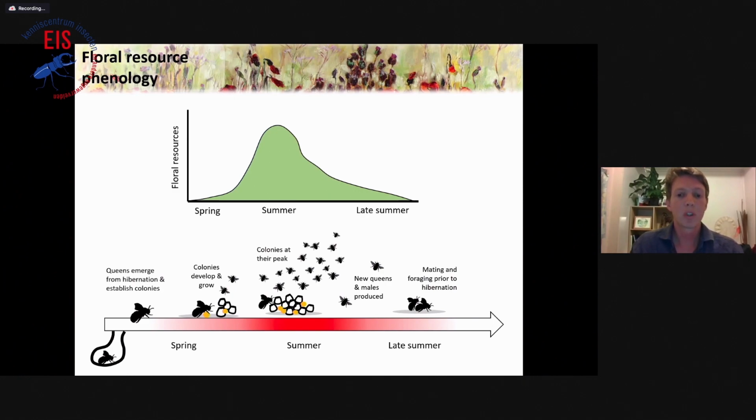There are very, very important life cycle events that occur outside of this. So, for example, queens may emerge as early as February, in the early spring, and they need to forage and build up resources in order to establish and develop their colonies. And likewise, in the later summer, large numbers of new queens and males are produced, and these must mate, and then the queens must forage before hibernation so that they have enough resources to see them through the winter.